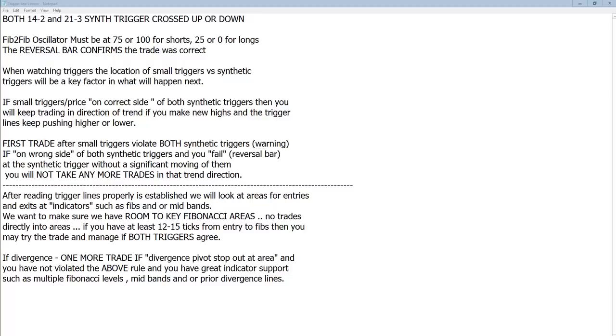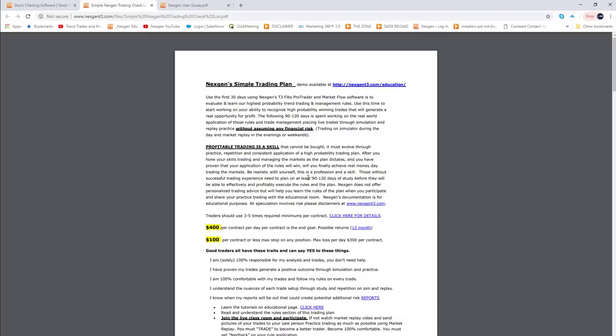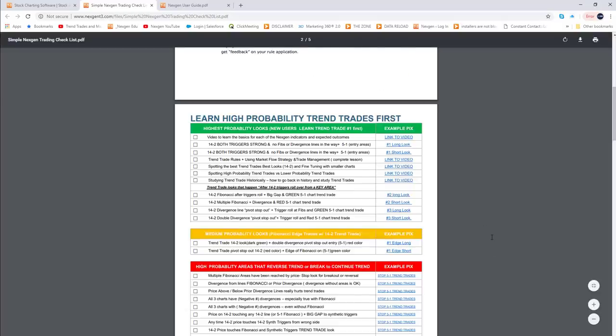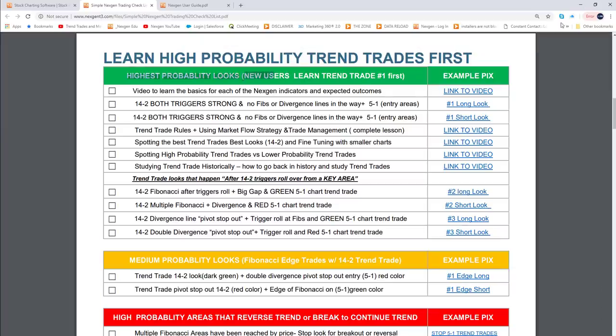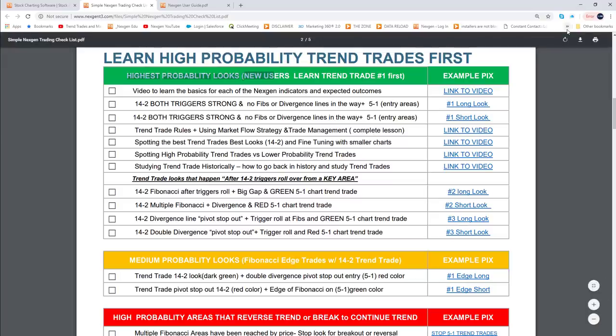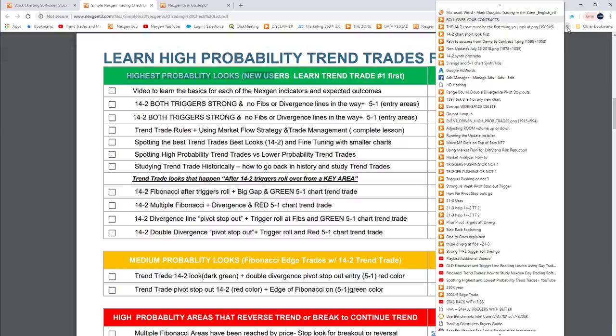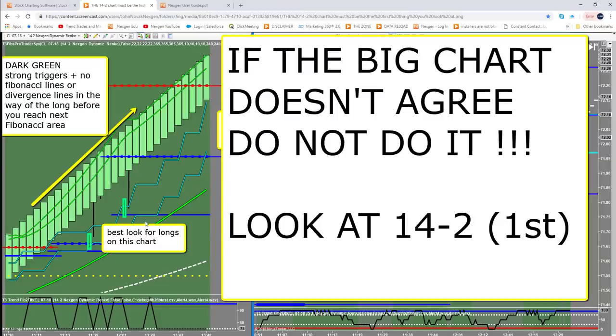All right, when we look at our trading plan rules, and again, the first thing that we want you guys to learn in the trading plan is what? Trend trades. And understanding the highest probability look is one of the most important things that you can possibly do. And again, look, I saved these pictures the other day, and it's a little dramatic, but if the big chart doesn't look right, don't do the trade.